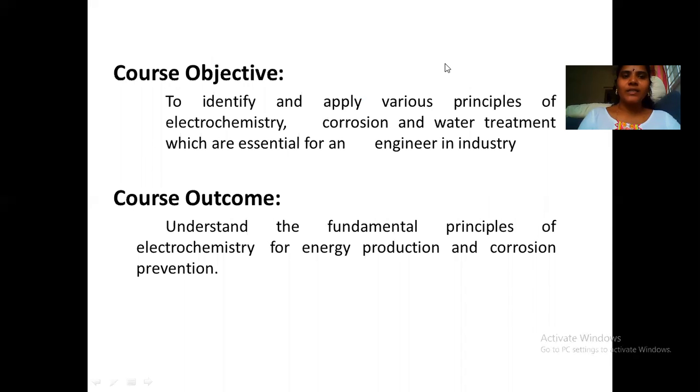The major course objective for this unit is to identify and apply various principles of electrochemistry, corrosion, and water treatment, which are essential for an engineer in industry. After finishing this course, students can understand the fundamental principles of electrochemistry for energy production and corrosion prevention.